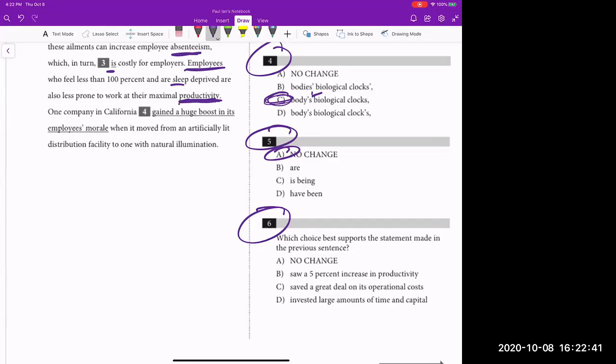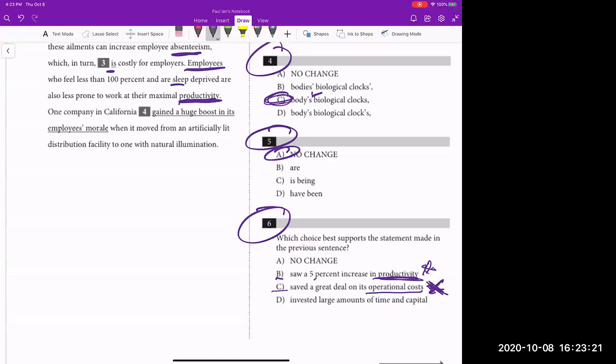And then this next one says one company in California gained a huge boost in its employees' morale. So let's take a look at that. If you put in B, saw a 5% increase in productivity. So it talks about productivity. So this might be the one. Let's just see. C, save a great deal on its operational costs. So it doesn't really transition, right? Because the previous sentence was talking about the employees' well-being and productivity. So it's not this guy.